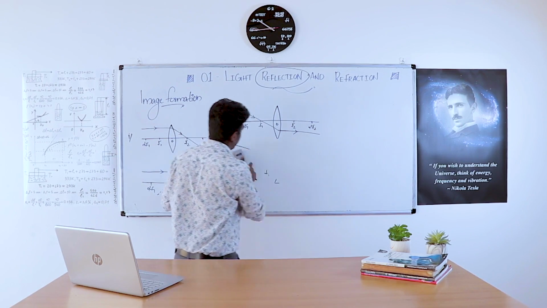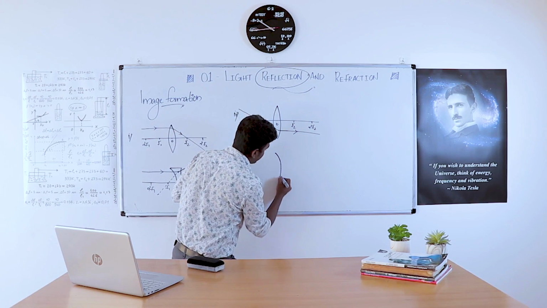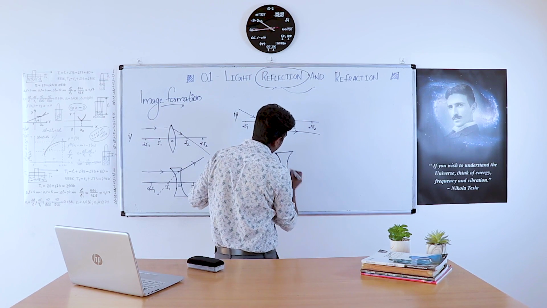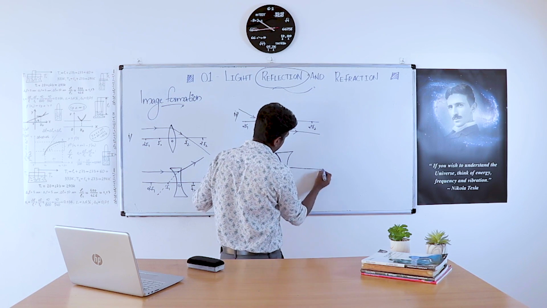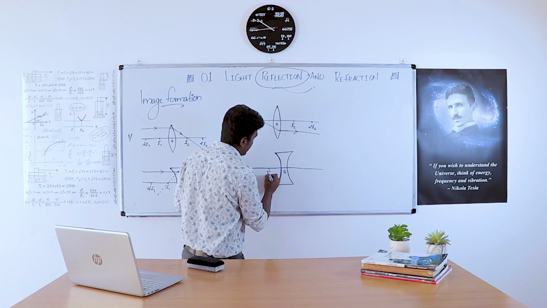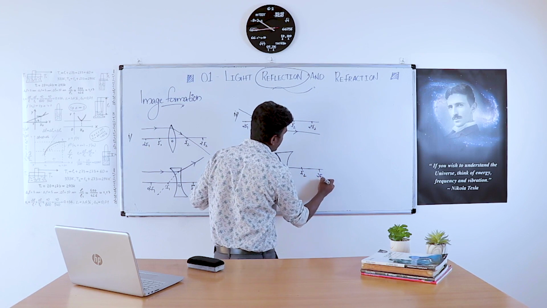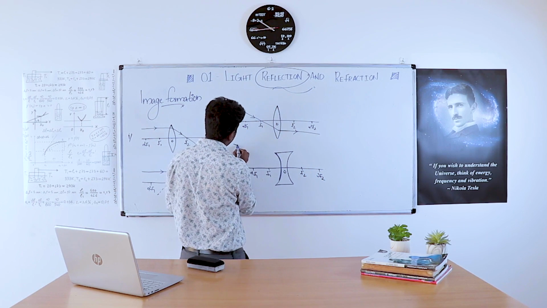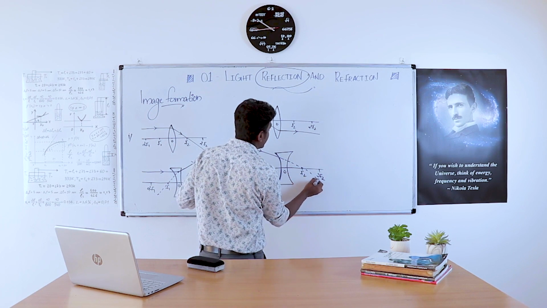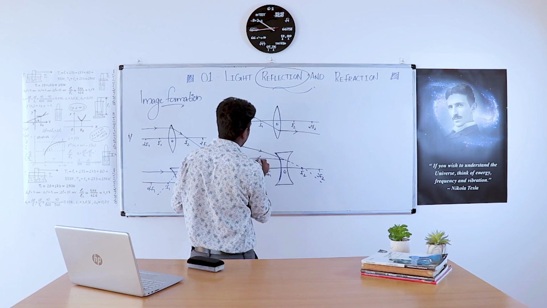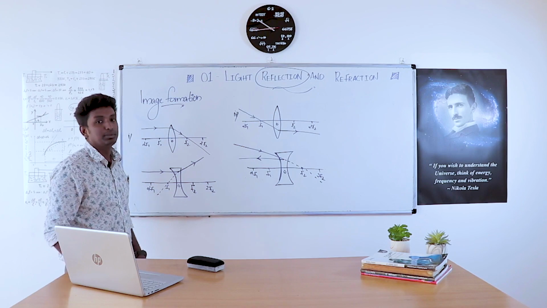Now this image can be drawn once more. I will draw clearly. So in case of a concave mirror, the general condition we know is that the ray of light coming through focus after refraction passes parallel to the principal axis. So this is the ray of light. After refraction, it passes parallel to the principal axis.